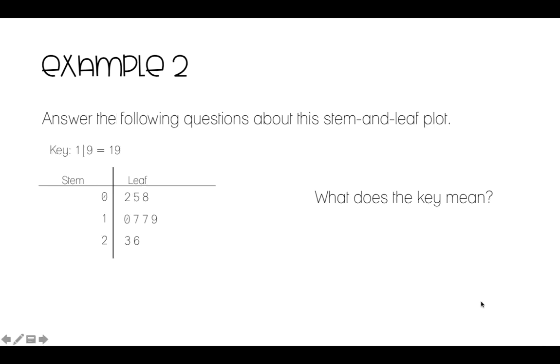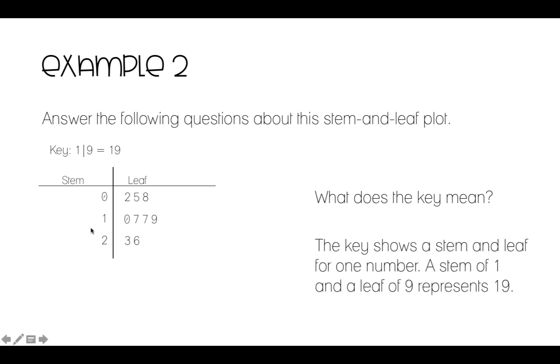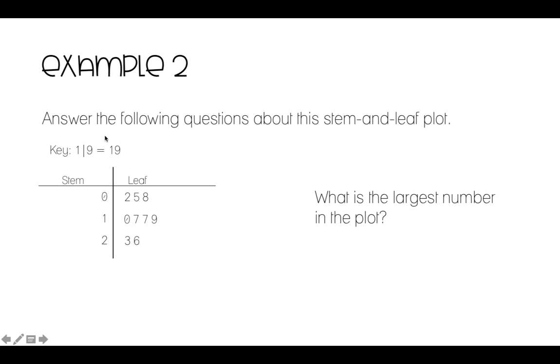Okay, answering the following questions about this stem and leaf plot. What does the key mean? So the key represents, it shows the stem and leaf for one number. Okay, so a stem of 1 and a leaf of 9 represents 19. That's what this key is telling us. What is the largest number in this plot of data? So the largest number is 26. So we'd go to the bottom stem and the last leaf. So 26. What's the smallest number? So the smallest number is 2.